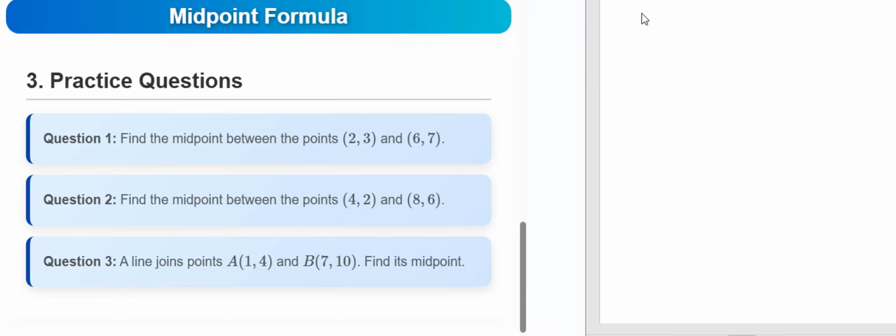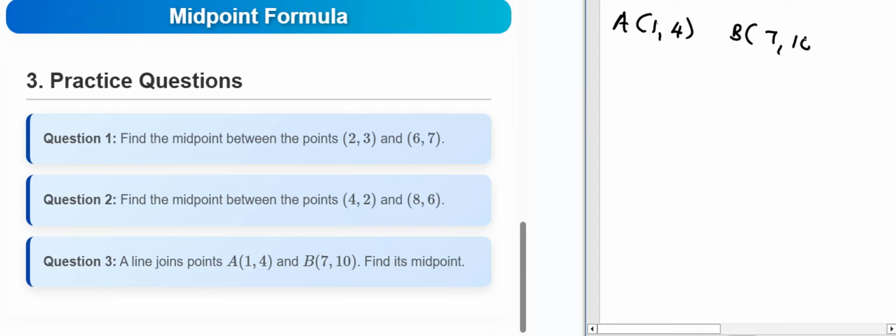Can we try the last question? So we have 2 points, A, 1, 4, and B, 7, 10. So what is the midpoint for this? Our midpoint formula is M equals (x1 plus x2) divided by 2, then (y1 plus y2) divided by 2.